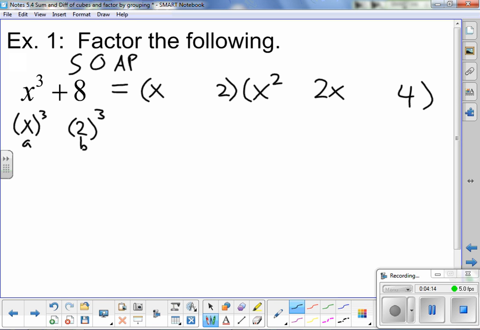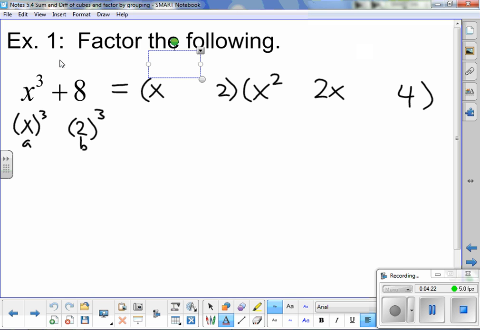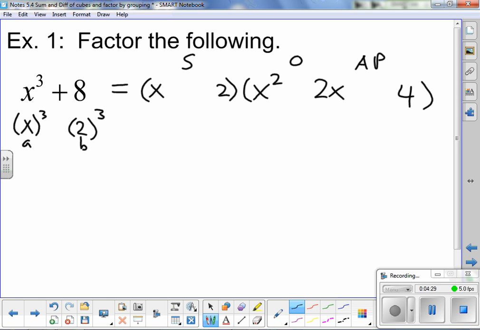So first off is same. Actually, you know what? Let me write this above. So same. Ooh, that was weird. Okay. Same, opposite, always positive. So same sign, so it's going to be a plus. Opposite sign, so minus, always positive, plus. And you are done.